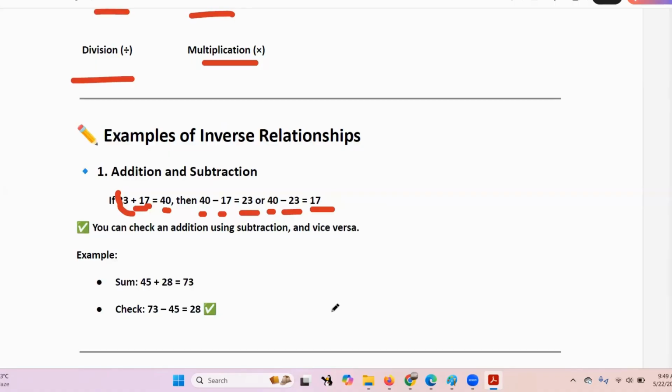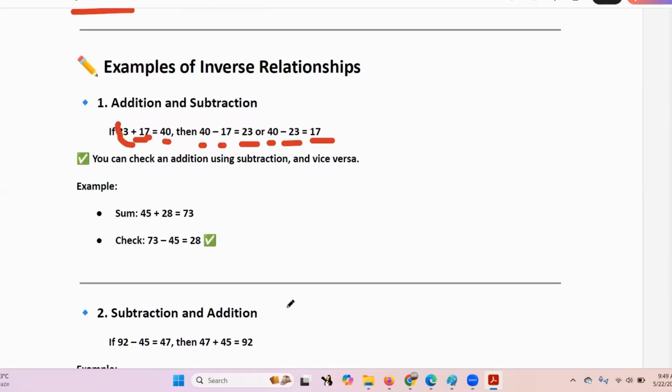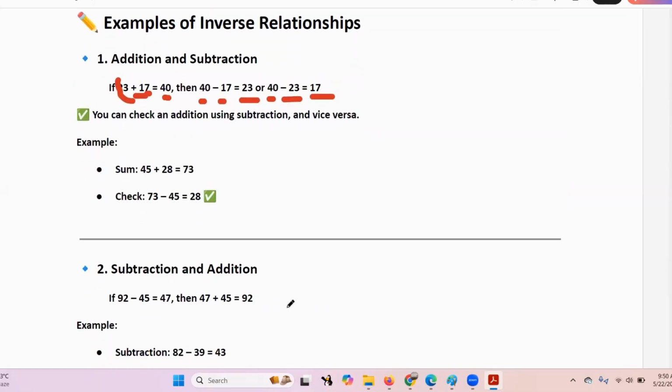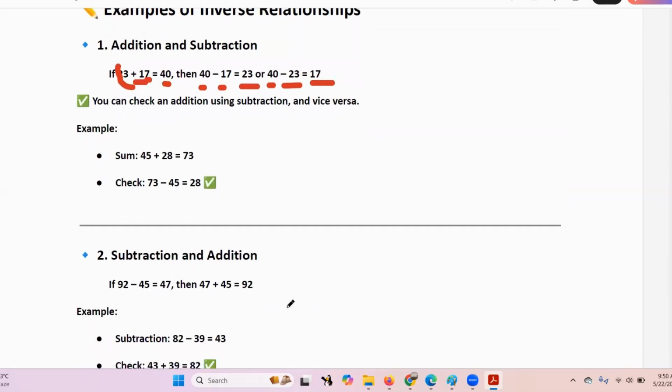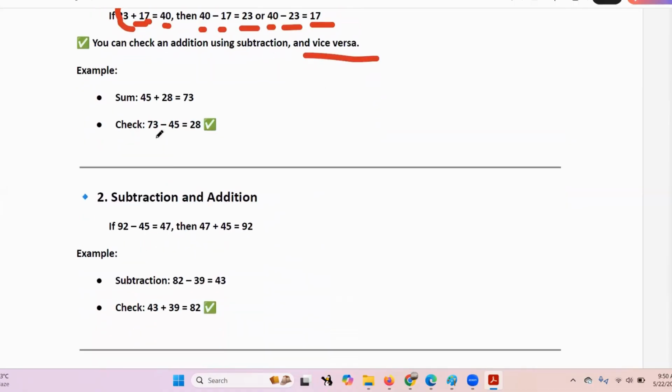We can cross check it. This is a formula for how we can cross check if you have a doubt, and you will get the confidence that your operation is correct or not. That's why we do the addition using subtraction and vice versa. Let's see the second example, which is also simple.